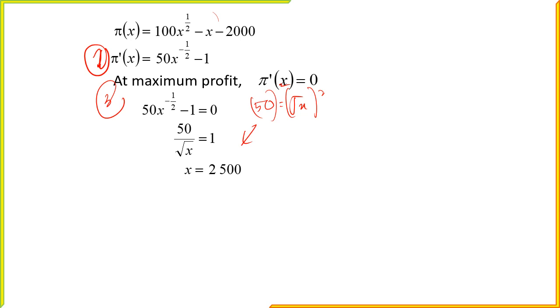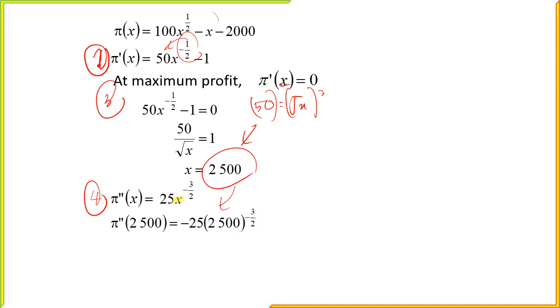Okay, now does this really maximize the profit? We need to check by using the second derivative. So the fourth step is the test. pi double prime(x) is equal to, differentiating 50 x to the power of negative 1 over 2, we get negative 25 x to the power of negative 3 over 2. And then substitute the value of x into pi double prime. It's not a constant, we have x here. So we need to replace x with the value of quantity that maximizes the profit, which is equal to 2500.